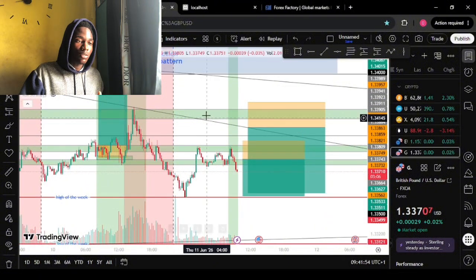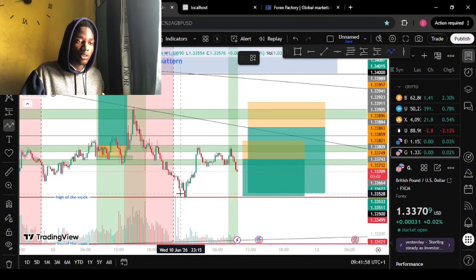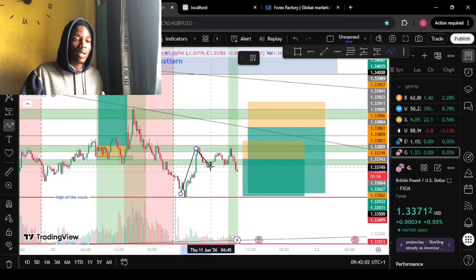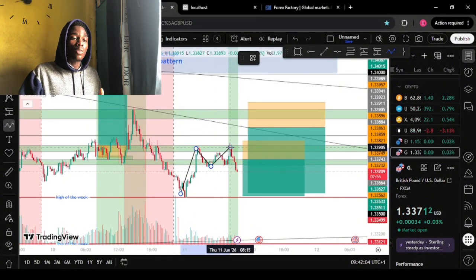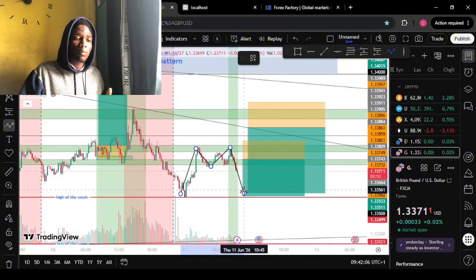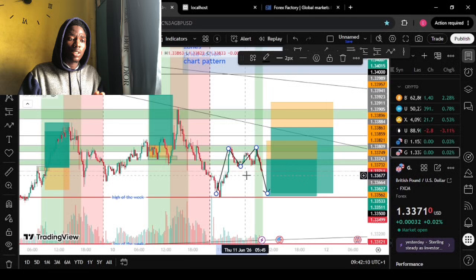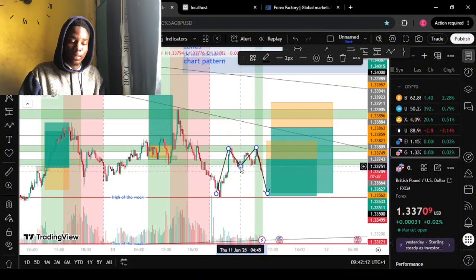So from here we have the first leg of the M. We have the correctional move. We have the impulsive move, and now we are having the correctional move, up until this point. Hopefully the market gets to that point before it reverses. So that's an example of an M pattern.